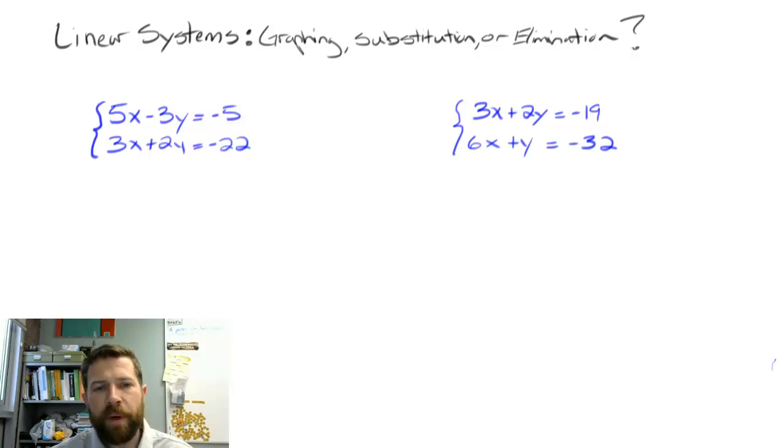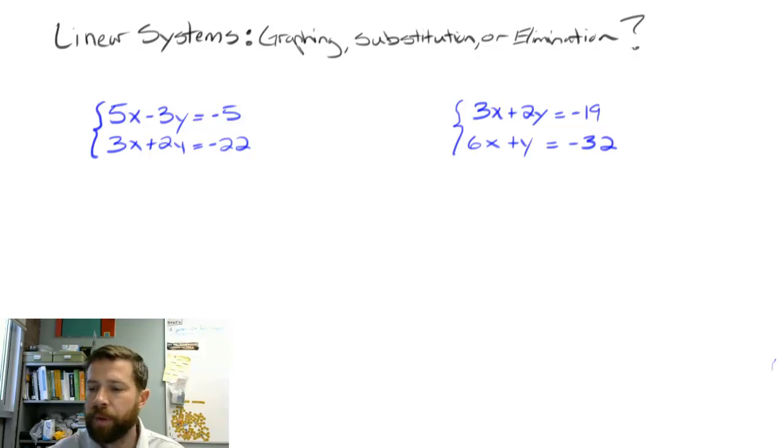All right, so we know how to deal with linear systems. We know about graphing, we know about substitution, we know about elimination. The question now is, if we're given a linear system at any point, which method should we use? This video is just going to describe that decision-making process, and I'll tackle both methods to talk about it.